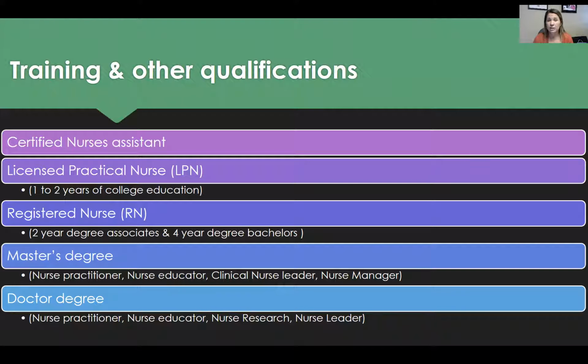A lot of nursing students will actually work as CNAs while they're going through nursing school to help get that experience with communication and just those experiences within the hospital. The next license there is an LPN.